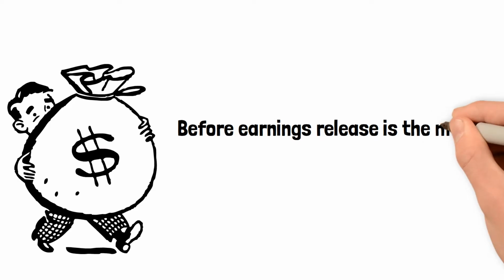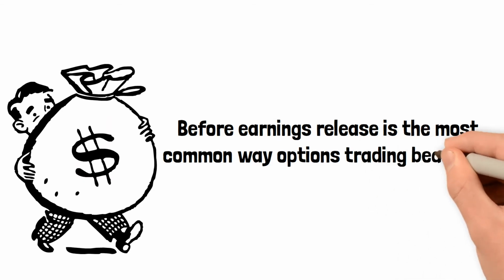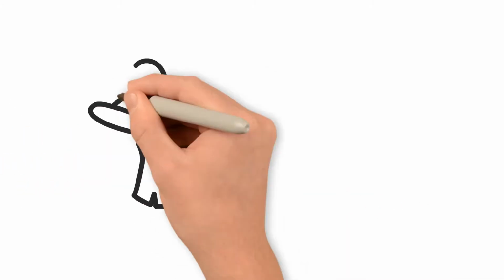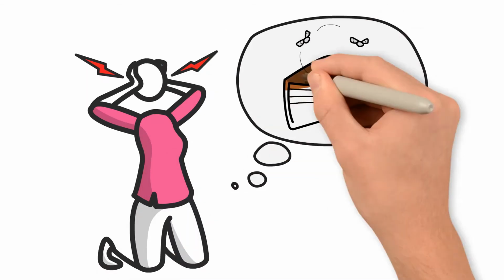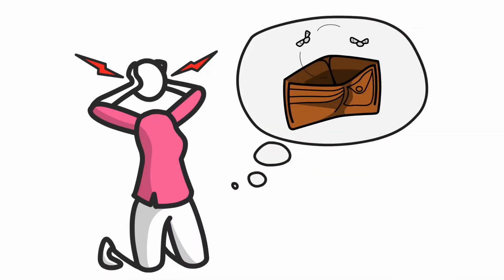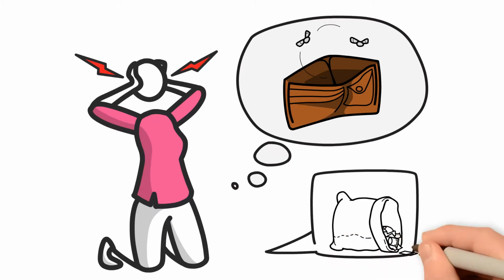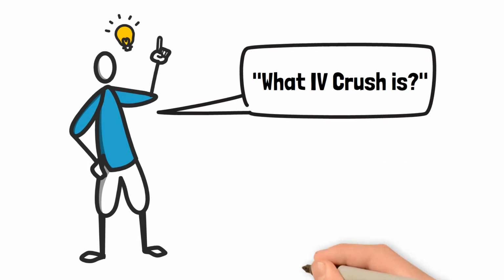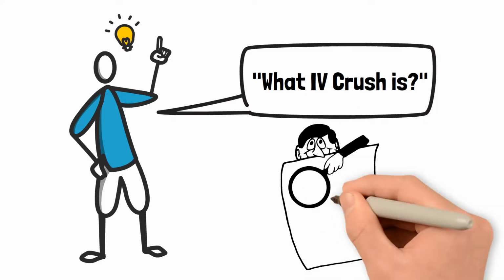Buying stock options before earnings release is the most common way options trading beginners are introduced to the volatility crush. Not only are they shocked to find out that they didn't make any money on their option, even though the stock went in their favor, they lost all their money. This video will detail what IV crush is, so you can identify it before it crushes you.